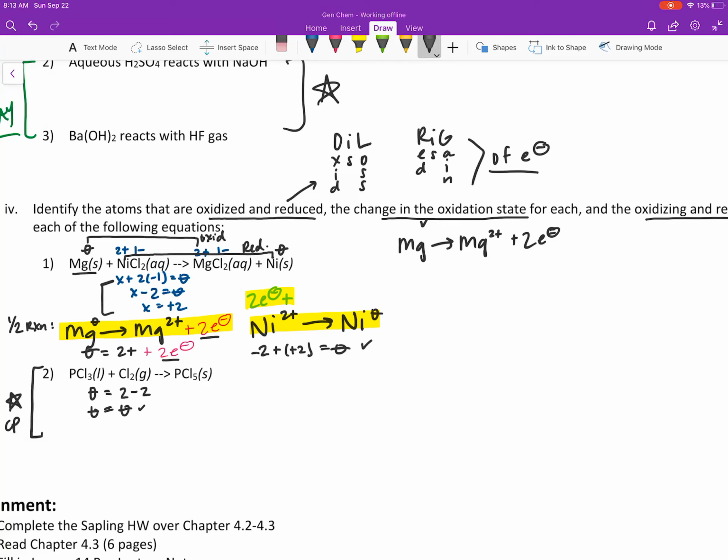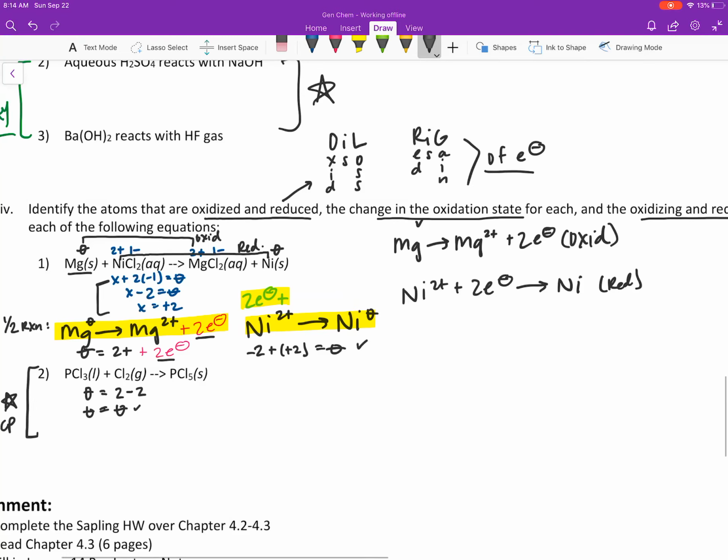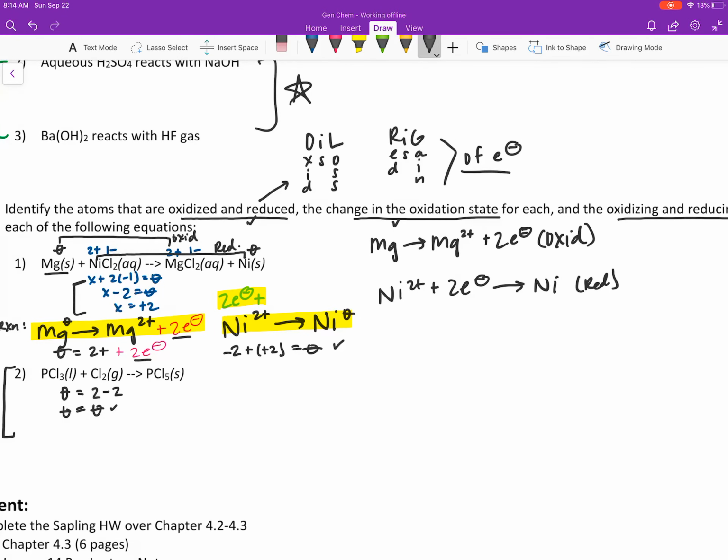Shown here. This is my oxidation. This is my reduction. Nickel 2 plus to nickel neutral. Nickel 2 plus plus 2 electrons yields nickel solid. So I've answered both of these. And then now I need to identify the oxidizing and reducing agent.